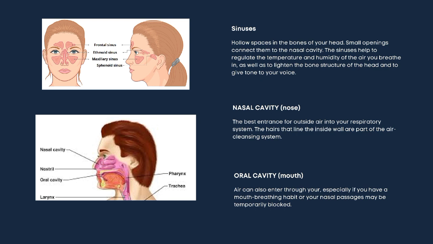Another part of the respiratory system is the nasal cavity, which we commonly know as the nose. The nasal cavity is the best entrance for outside air into the respiratory system. There are tiny little hairs that line the inside wall of our nose, and they are responsible for cleansing the respiratory system.